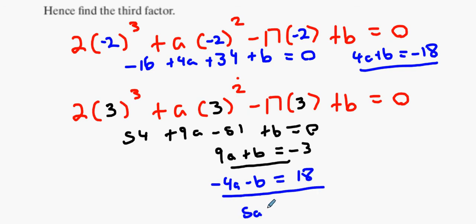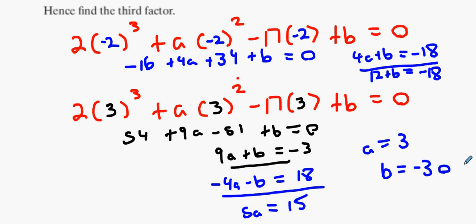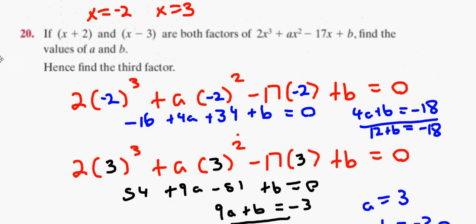You have 5a equals 15, a equals 5, because a equals 5, b is a very big number. A is 3, sorry. A equals 3. 4 times 3 is 12, plus b is minus 18. Anybody got b value of minus 30? So, go back up to the very start, replace the numbers in.